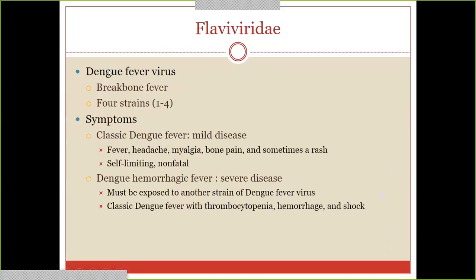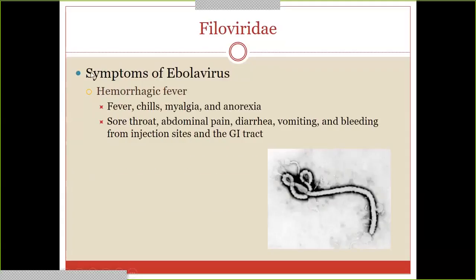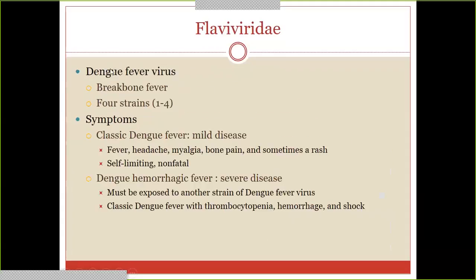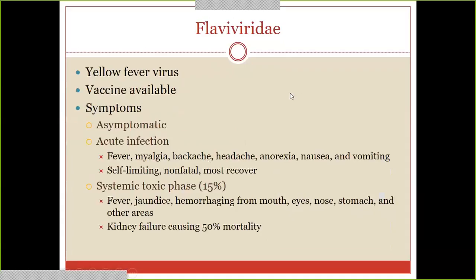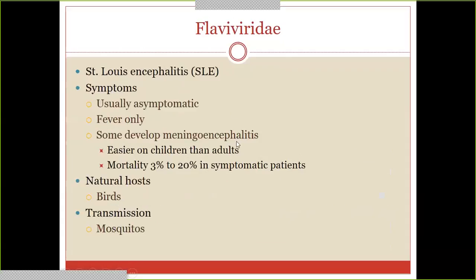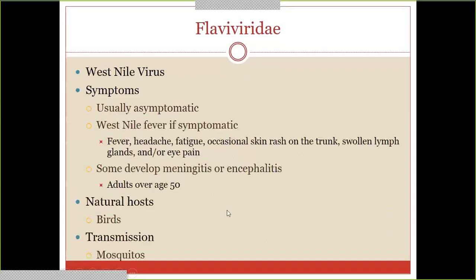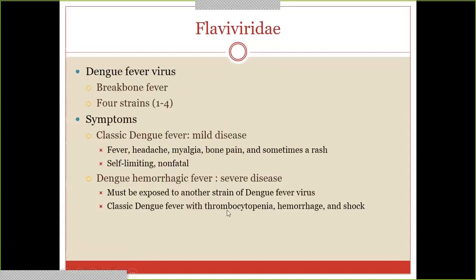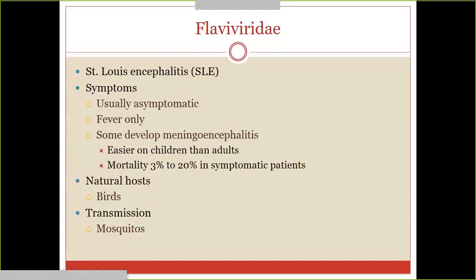So the other ones that fall under this, that was Filoviridae, excuse me, and then Flaviviridae is the dengue fever virus, so it's also known as breakbone virus. So severe bone pain is kind of why it's called breakbone virus, just so you know. And then yellow fever virus is also under this one, and St. Louis encephalitis. So you don't have to know much about these last three here. Just know they're under the Flavi.